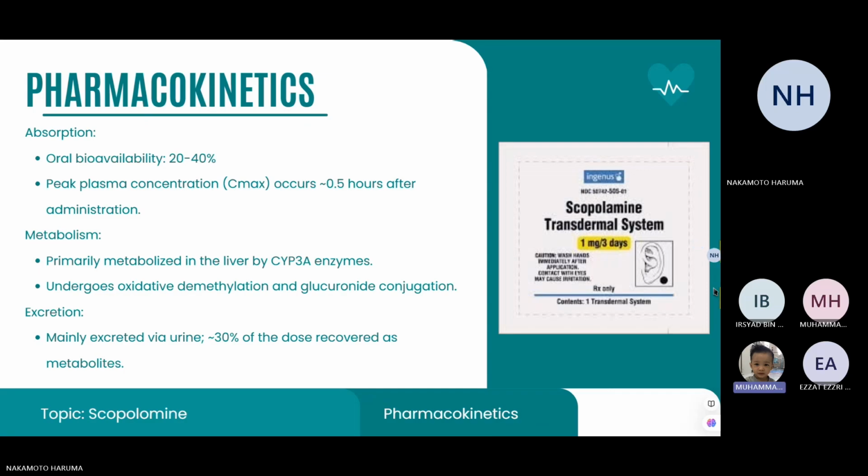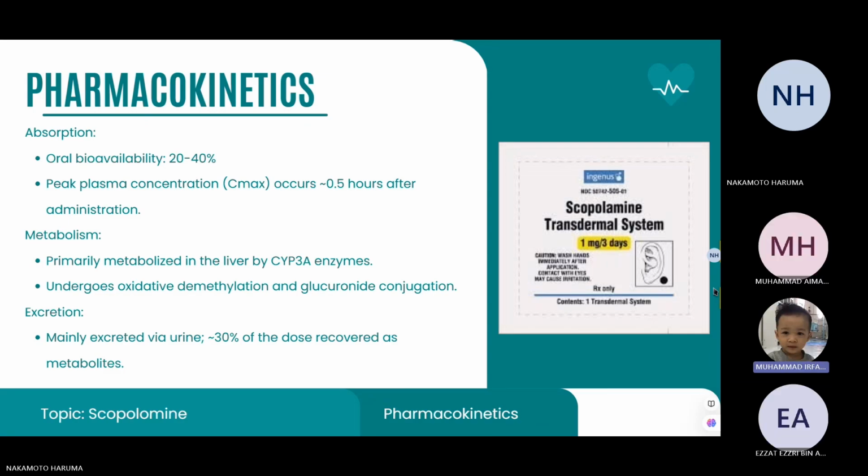Metabolism of scopolamine usually occurs in the liver by the CYP3A enzyme, and scopolamine also undergoes oxidative demethylation and glucuronide conjugation. In terms of excretion, it is excreted mainly in the urine, with up to 30% of the dosage recovered as metabolites once metabolized in the liver.